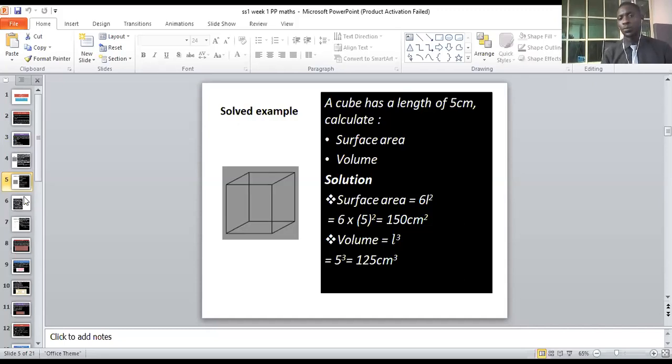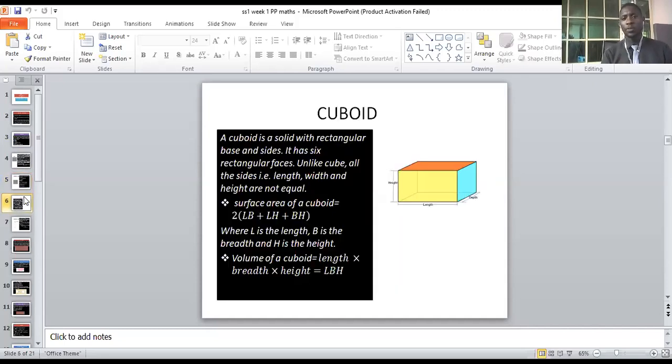So we'll go to the next shape, which is the cuboid. Looking at the cuboid now, this one is different from the cube in that it has a rectangular base. And when you say a rectangular base, that is the length is different from the breadth, or the width, or the depth. The length is different from the depth, and the height is also different from the length and the depth. So in the case of a cuboid, it has rectangular faces and all the sides are not equal. We look at this: the length, the breadth, and the height.